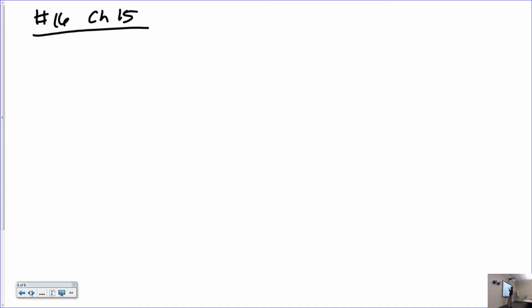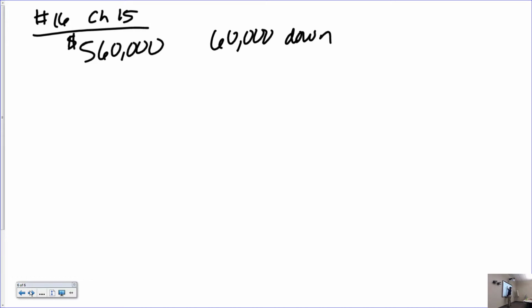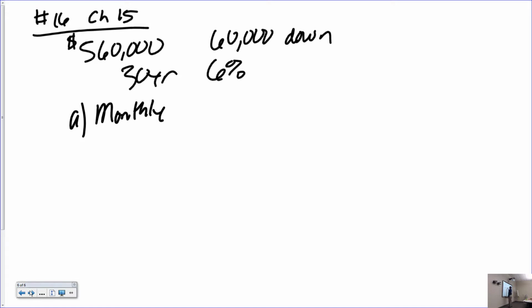Daniel and Jan agree to pay $560,000 for owning a home with a $60,000 down payment. 30-year mortgage, fixed rate, 6%. Question A, how much is their monthly payment? And then after the first payment, what would be the balance of the principal?